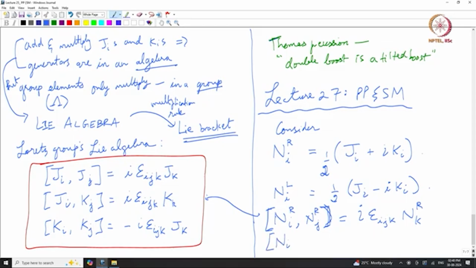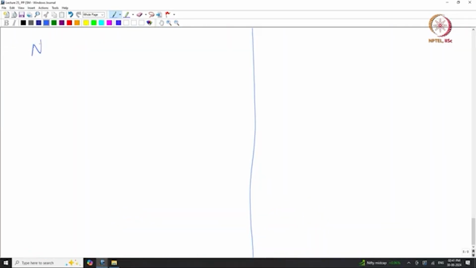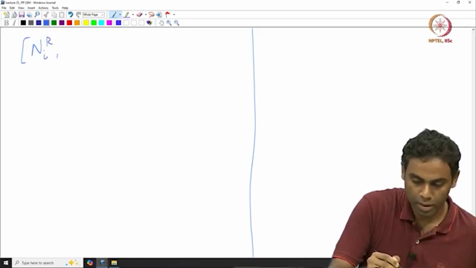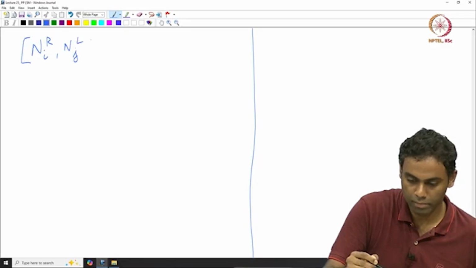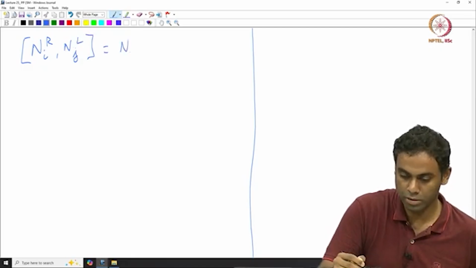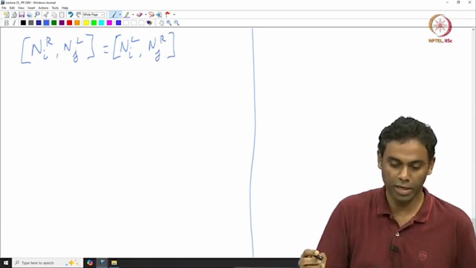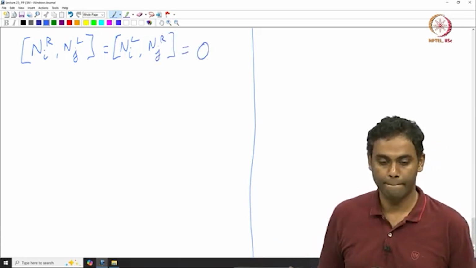Similarly, no surprise, this so called left handed generator is going to give me epsilon ijk NkL. Okay. Now can you guess what happens if I combine the L and the R? Again, go and do this yourself. If I combine this, okay, of course that's also this, left and the right, that's just 0. Okay.